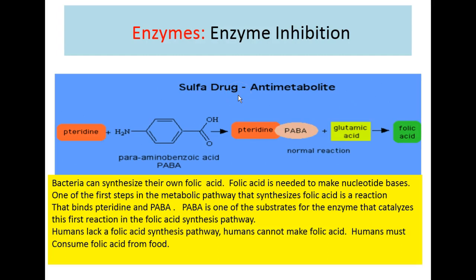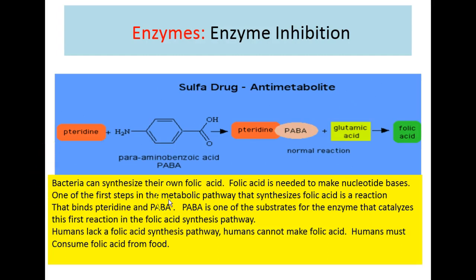Sulfa drugs are synthetic antibiotics which are called antimetabolites because they are going to prevent the metabolism of a particular chemical by bacterial cells. This is what happens. Bacteria can synthesize their own folic acid. Folic acid is needed to make nucleotide bases, which in turn are needed to make DNA and RNA. Without folic acid, a cell cannot replicate or make proteins.